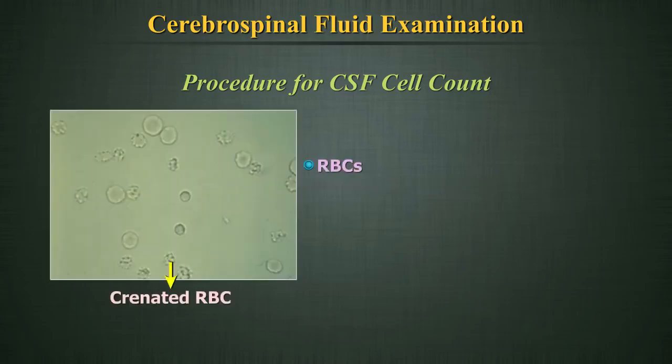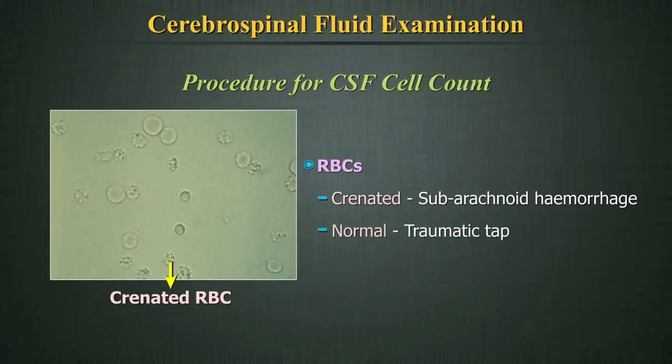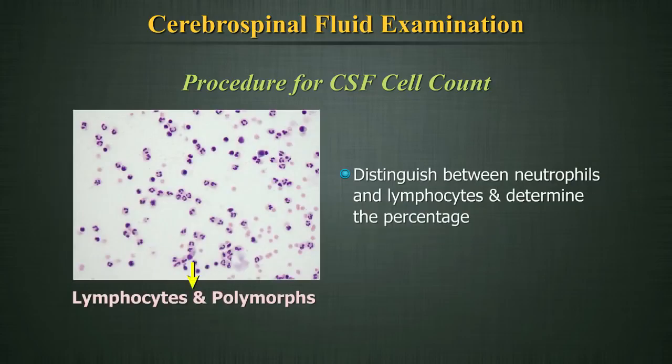Care must be taken to check if the RBCs are crenated or not. In subarachnoid hemorrhage, crenated cells are seen as opposed to normal-looking red cells of a traumatic tap. It is also possible to distinguish between neutrophils and lymphocytes and determine the percentage of each type.